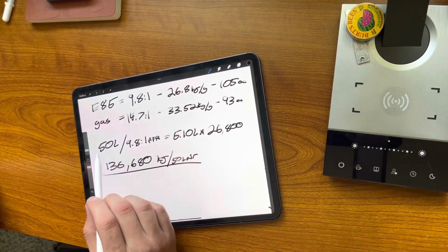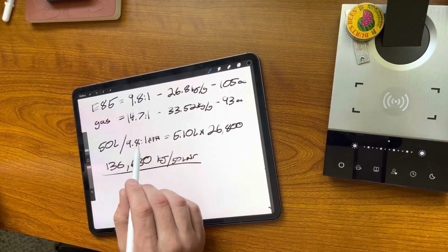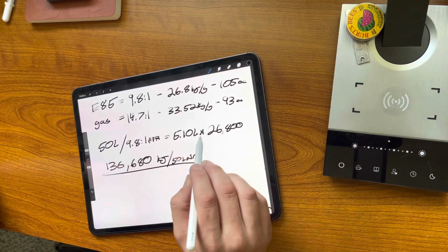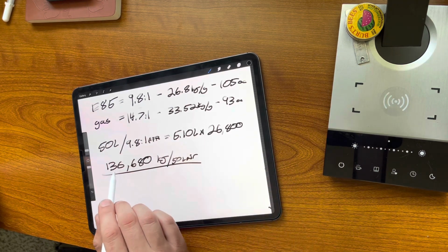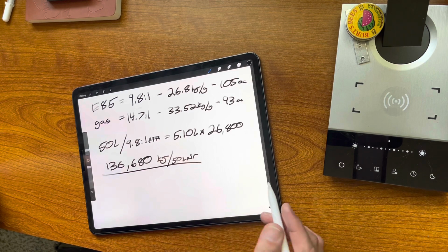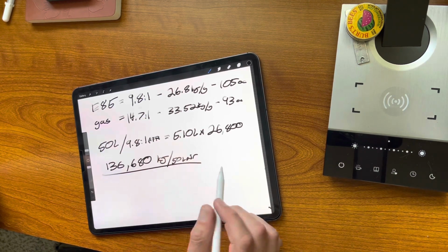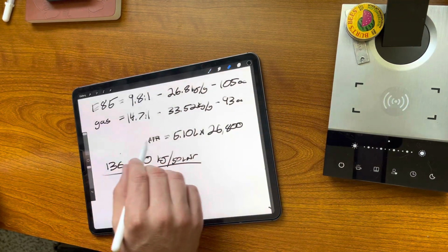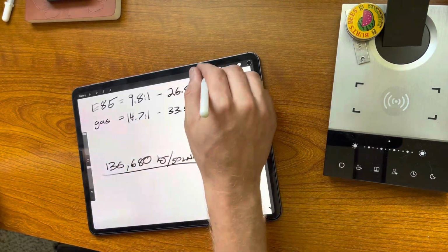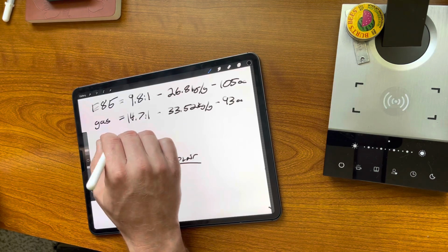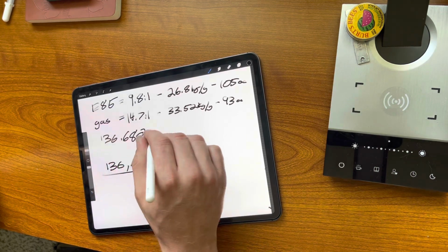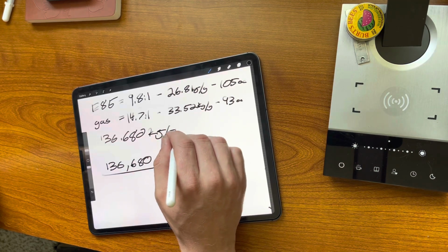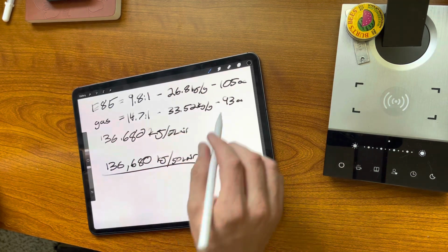So if your motor is ingesting 50 liters of air at a stoichiometric ratio with this amount of energy per liter, you come out to 136,680 kilojoules of energy for every 50 liters of air that you ingest through that motor. So that's E85. Very cool. So let's write that number over here, 136,680 kilojoules per 50 liters of air. That is sloppy, but we don't care.